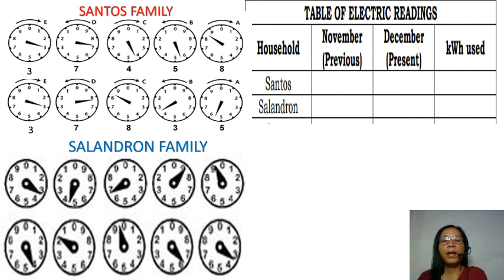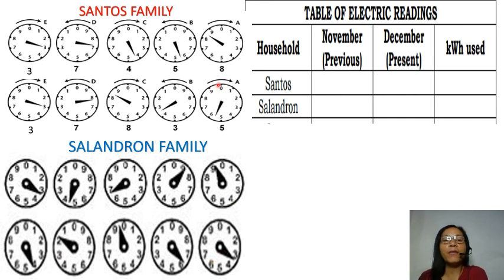Okay, we have here another example, the two families, Santos family and Salandron family. Let's take a look at their electric reading. So the first line of the first set of dials above represents the previous reading, while the second line, the second set of dials below, represents the present reading. The same thing with Salandron family. Yung nasa taas is previous, yung mga nakalinya sa baba is present reading.